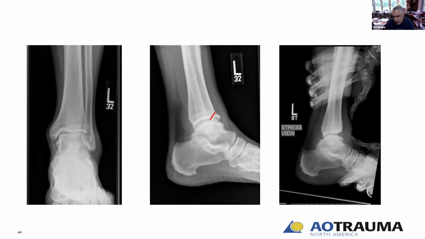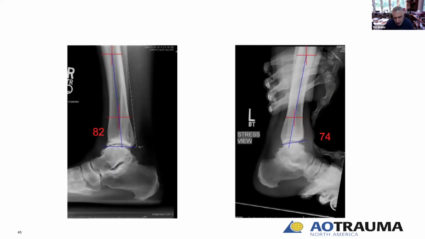When you compare them to the stress view that I did that day, you can see the resection, a relatively aggressive resection that was done of the distal tibia, making the ankle joint unstable. So looking at his, quote, normal side, his opposite side, which he also has some arthritis there, he has a relatively normal sagittal plane on his normal side at 80 degrees.